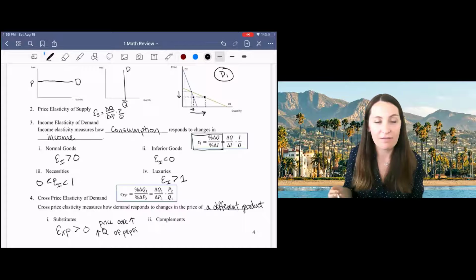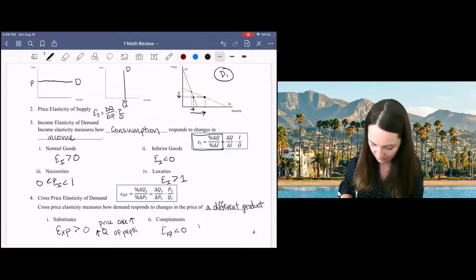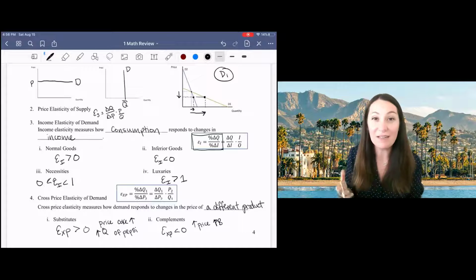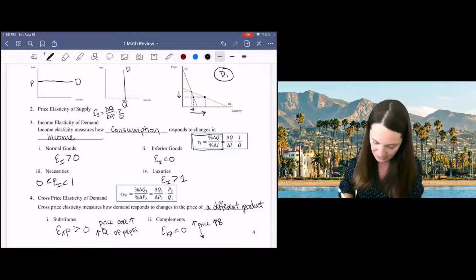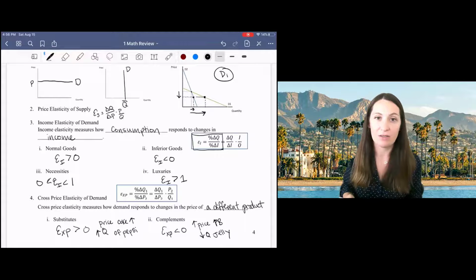And the vice versa for complements, you'll have a cross-price elasticity that's negative because as the price of, say, peanut butter increases, you're definitely going to consume less peanut butter, and that means that you might also consume less jelly. Here you see the price change and the quantity change are in opposite directions. So when price goes up, quantity goes down, meaning that fraction is going to be a negative number. All right, that sums it up for our review.